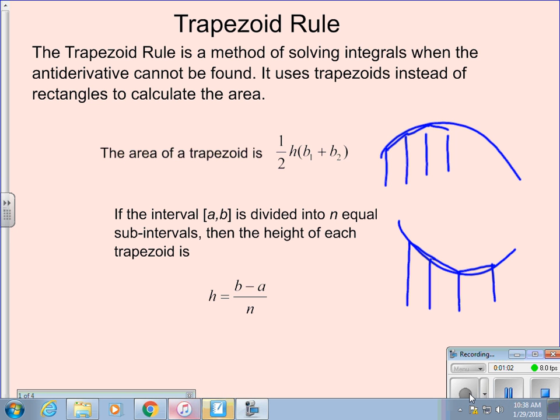The one thing you need to have down from here is that you absolutely need to know and remember the area of a trapezoid.